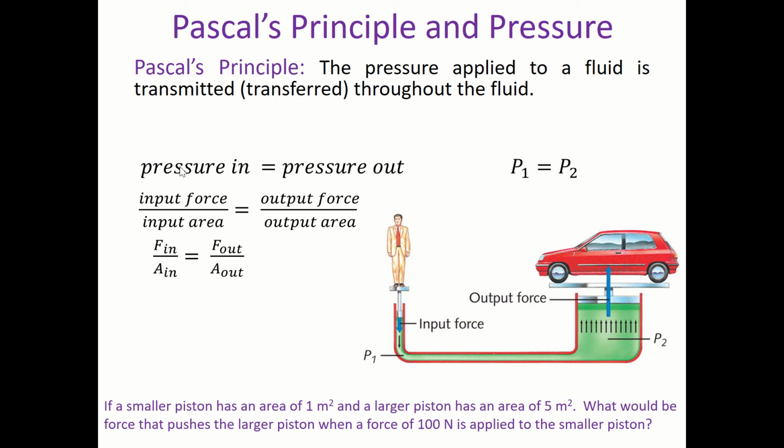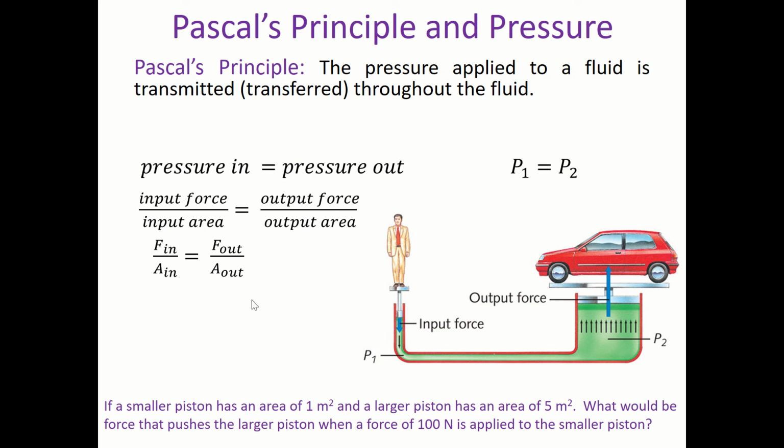Now, we say pressure in equals the pressure out. If you remember, in one of the last slides I told you that pressure equals the force divided by the area. So the pressure in equals the input force divided by the input area, and the pressure out equals the output force divided by the output area. So input force over input area equals output force over output area. Okay, this is good.